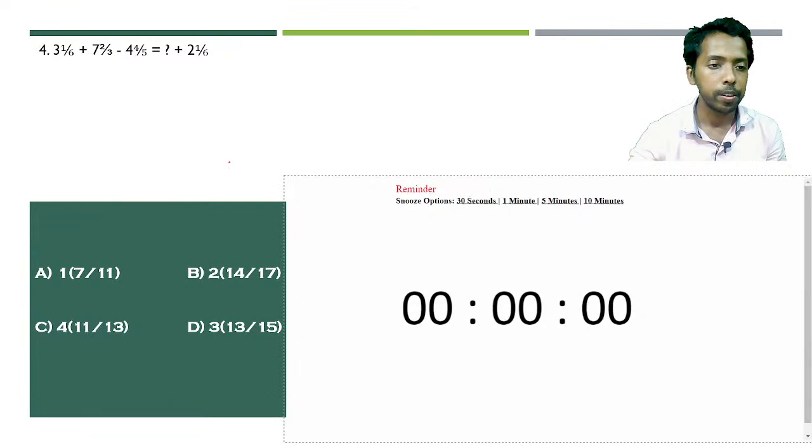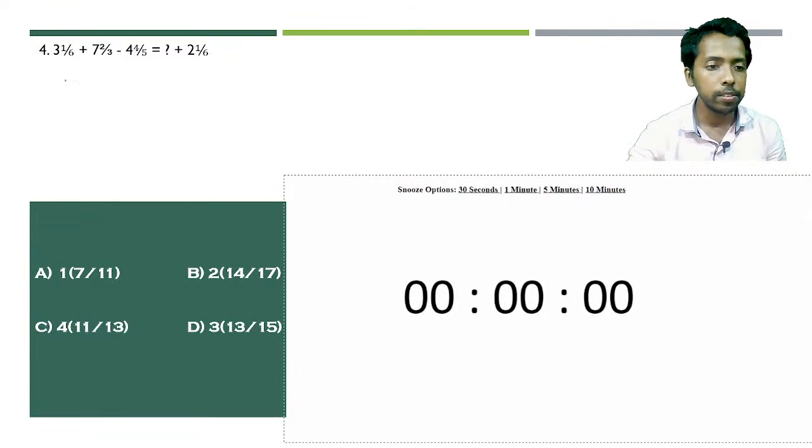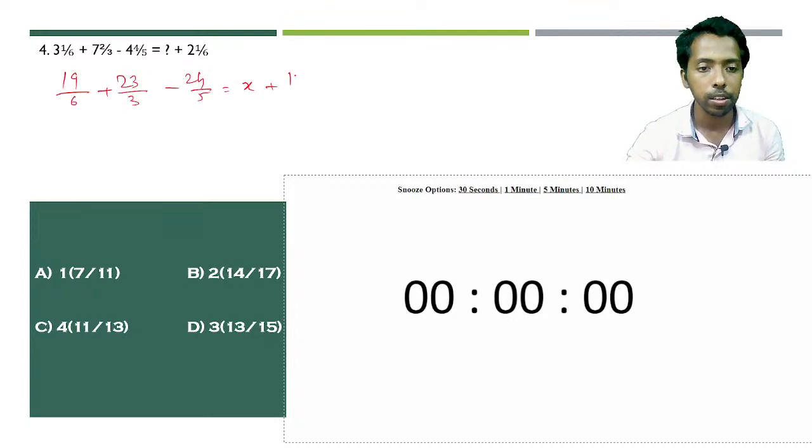Okay, here we go. 3 1 by 6, that means 19 by 6. Right, this is 7 complete 2 by 3, that means 21 plus 2, 23 by 3, minus this is 24 by 5 equals to question mark, take it as x variable, plus 13 by 6. Now 13 by 6, and this is 19, so this is what it is, 13, 6 by 6, that is 1, right? 1, that means 26 by 3 minus 24 by 5, right?